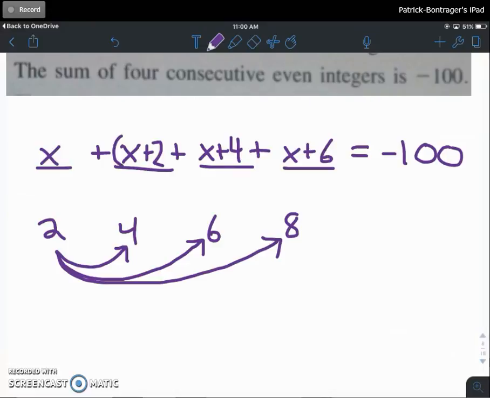And again, I like the grouping symbols, but you do not have to put those in, in this case, if you're going to work it out.